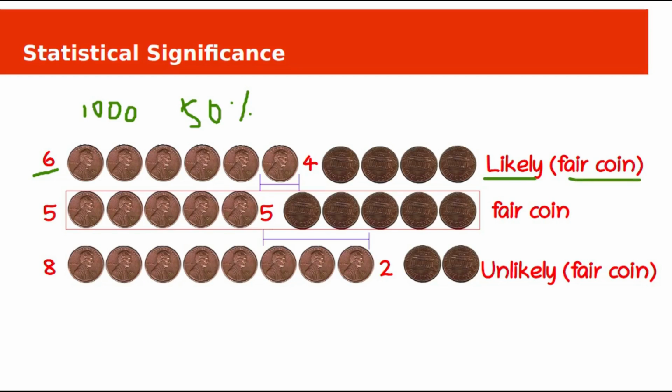But if I observe 8 heads in 10 tosses, here the difference is more. For a fair coin, 5 heads and 5 tails should be there, but here we observe 8. The difference here is more. This much big variation is not possible if I toss a fair coin. So this is an unlikely result for a fair coin.